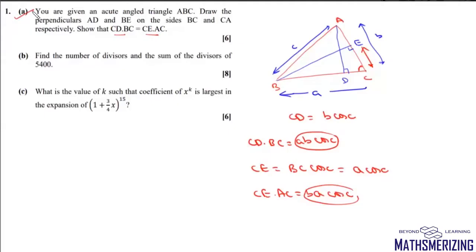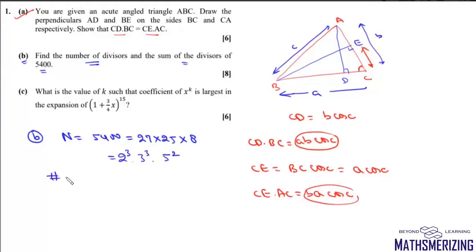part. Now the second part is we need to find the number of divisors and the sum of the divisors of 5400. So we are given this number n, which is 5400. So it will be 27 into 25 into 8. So we can write this as 2 cube, 3 cube and 5 square.